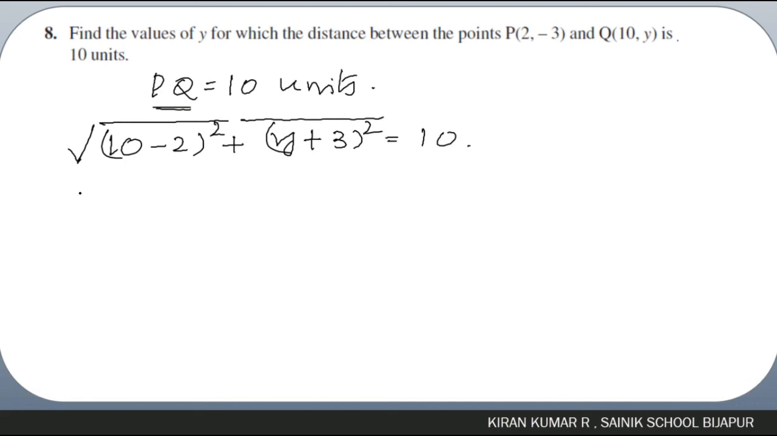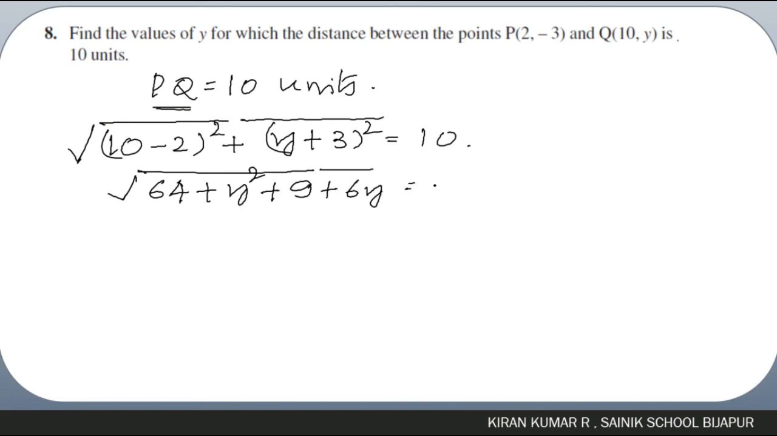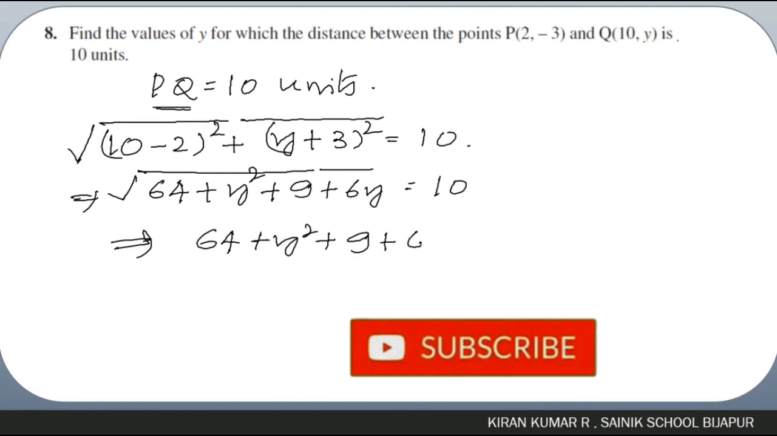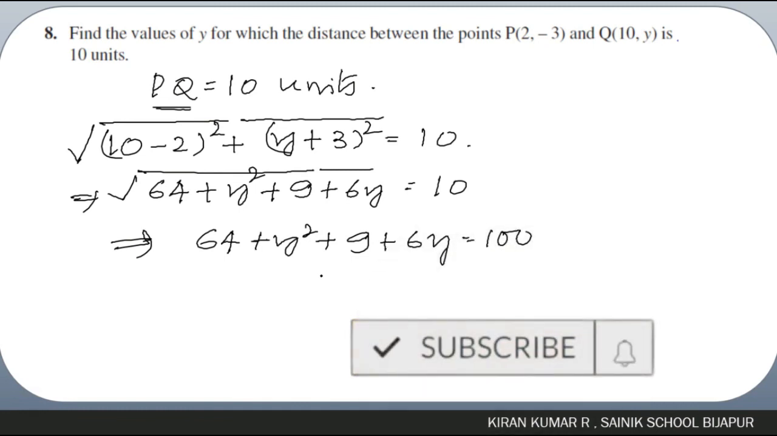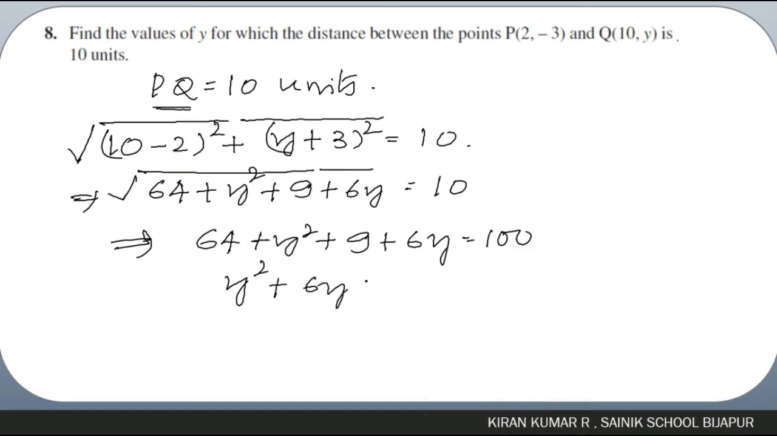Let's simplify this. We get root of 64 added to y square plus 9 plus 6y equal to 10. Let's square on both the sides. We'll be getting 64 plus y square plus 9 plus 6y equal to 100. We are getting a quadratic equation. y square plus 6y, on simplification, becomes minus 27 equal to 0.